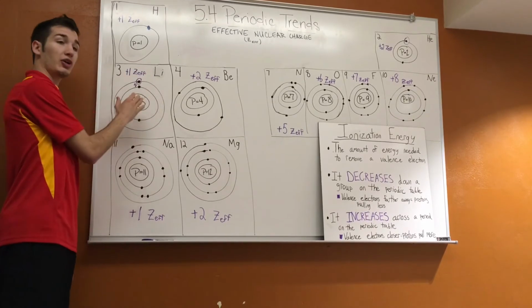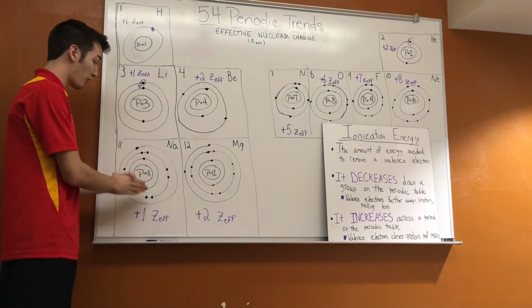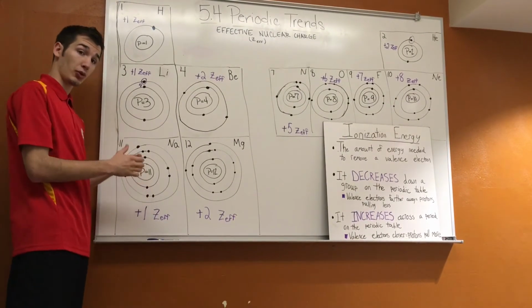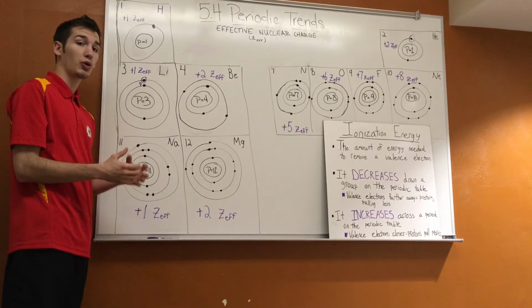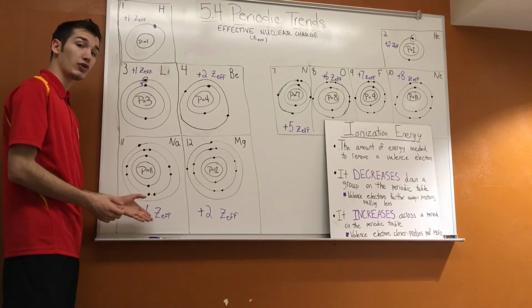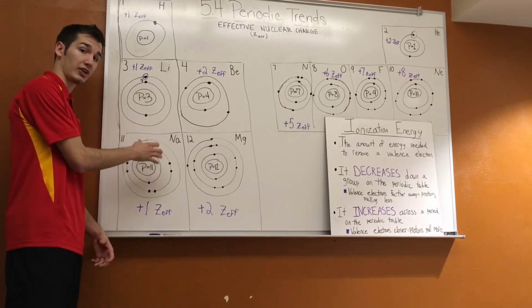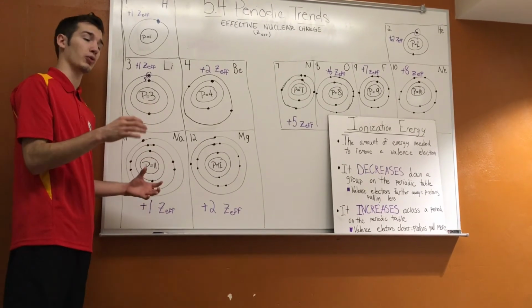Well, as you go down a group, remember our atomic size is getting bigger and bigger. As you get further away from the nucleus and those protons that are pulling it in, those protons are pulling that electron in less and less. Even though our effective nuclear charge is staying at +1, these protons are pulling at it less and less because those electrons are coming further away.